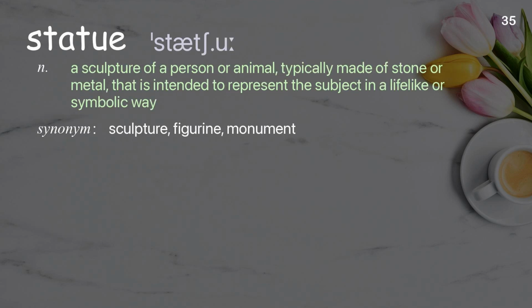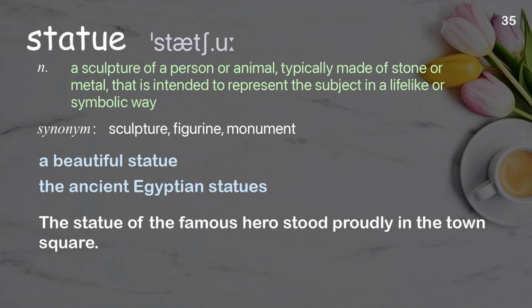Statue. A sculpture of a person or animal, typically made of stone or metal, that is intended to represent the subject in a lifelike or symbolic way. Examples: a beautiful statue. The ancient Egyptian statues. The statue of the famous hero stood proudly in the town square.